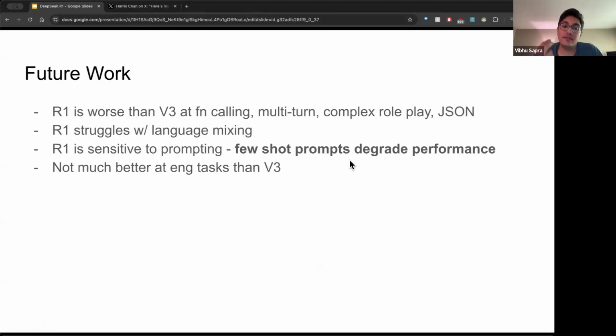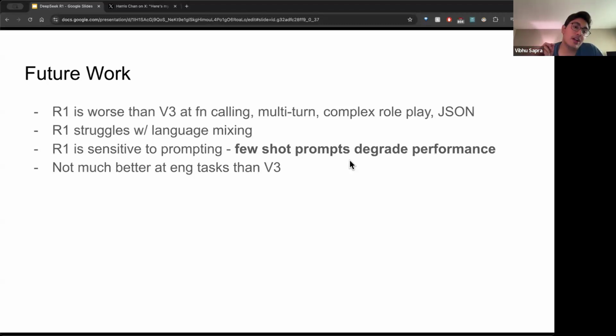Okay, future work. R1 is still worse than V3 at some things. So as much as I shout about V3 not being important, it's still good. It's fast, faster than R1. R1 is worse at function calling, multi-turn, complex role play, and JSON output. Those are just a few things. R1 struggles with language mixing. I don't know why they note this, but V3 doesn't. So maybe their RL has Chinese data. Maybe I misread something there.